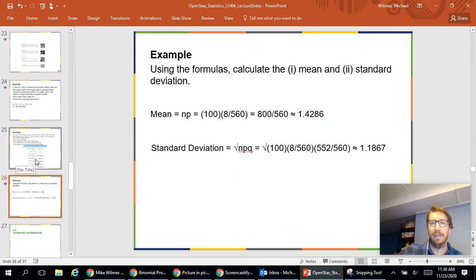We could go ahead and calculate the mean and the standard deviation for the art example. We have 100 pages. Here's our chance for success. So we multiply the number of trials by the probability of success. So on average, as we look through those 100 pages, we'd get about 1.42 signature artists per time we look at the 100 pages. And here's how we calculate the standard deviation: square root of the number of trials, probability of success, probability of failure.